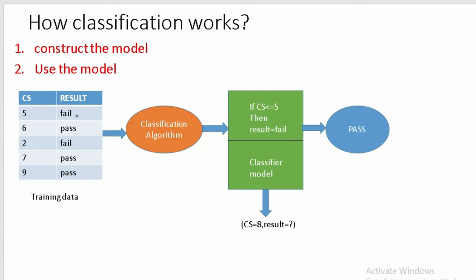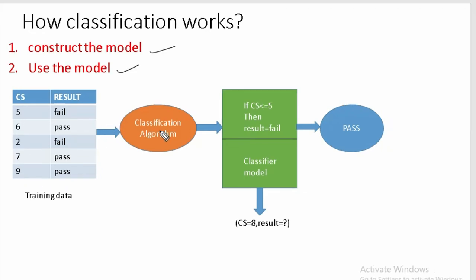If it is 5, it is fail; 6, it is pass; 2, it is fail; 7, it is pass; 9, it is pass. This training data is then assigned to the classification algorithm. The classification algorithm analyzes it and builds a classifier model. So the first phase is over. And this classifier model is being constructed using some rules or conditions or a decision tree, etc.